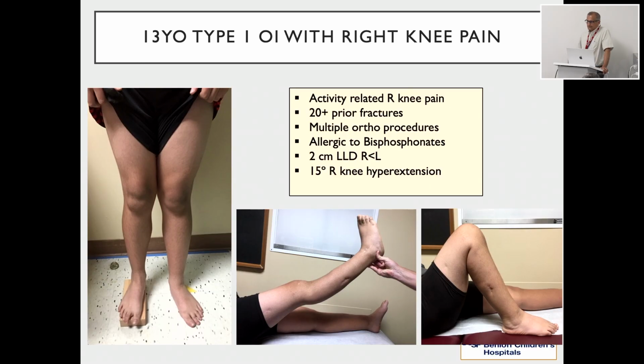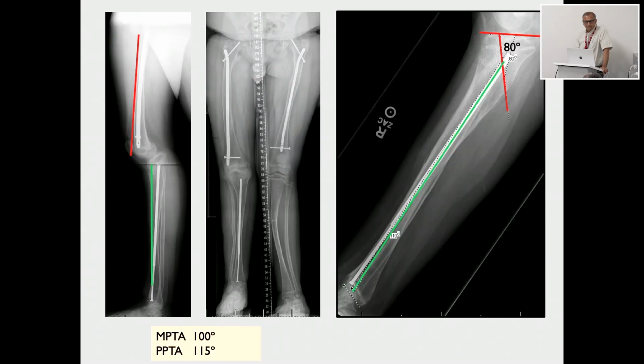Let's say if you've got an intramedullary implant that's already there. So this is a child with OI. It was one of my partner's cases. He asked me to help out for the osteotomy.